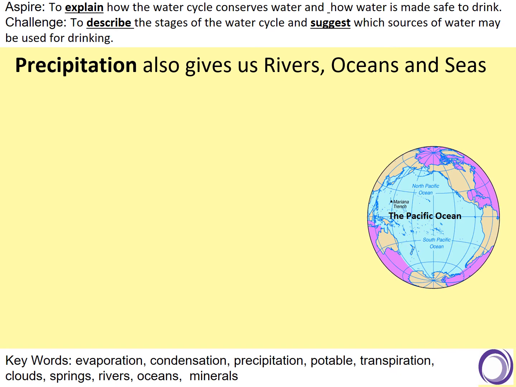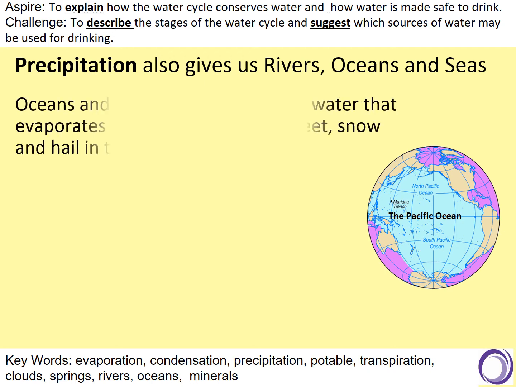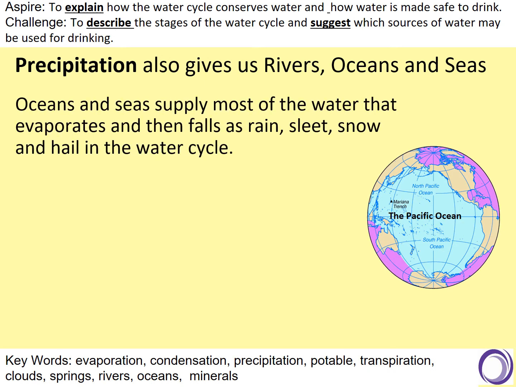And then our final way is looking at how water gets back to the earth from our atmosphere. And that's the process called precipitation. And it's what gives us our rivers, our oceans and our seas. Oceans and seas supply most of the water that evaporates, but then it falls back to the land and to the oceans as rain, sleet, snow and hail. These are all types of precipitation, and it simply depends on the temperature as to which version of them will actually fall.